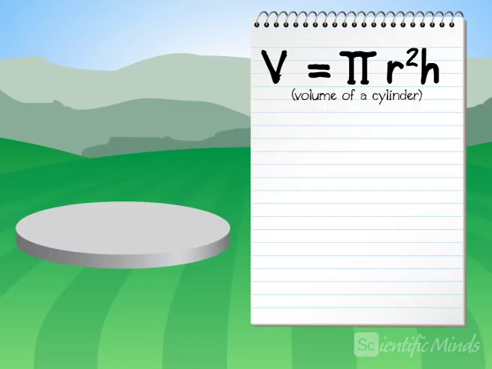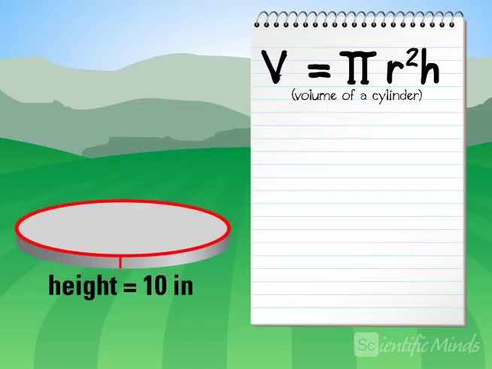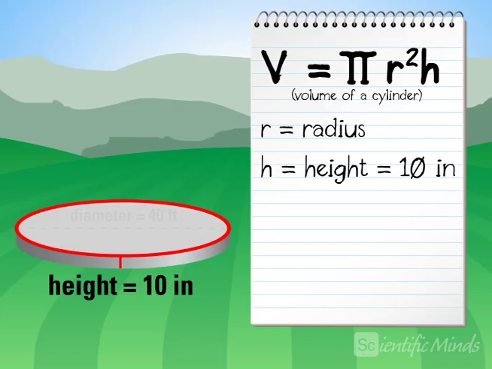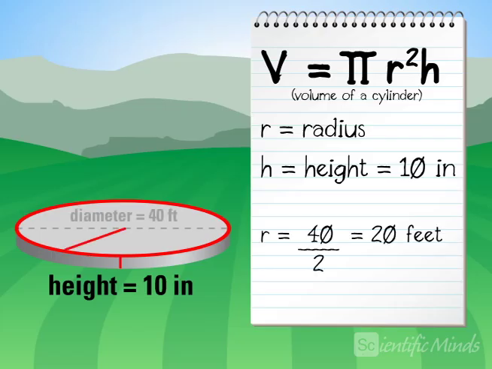First, the farmer calculates the volume of concrete needed for one pad. She uses the formula for volume of a cylinder since the pad is a circle with a 10-inch height. R is the radius of the cylinder and H is the height. The radius of a 40-foot circle is 20 feet.